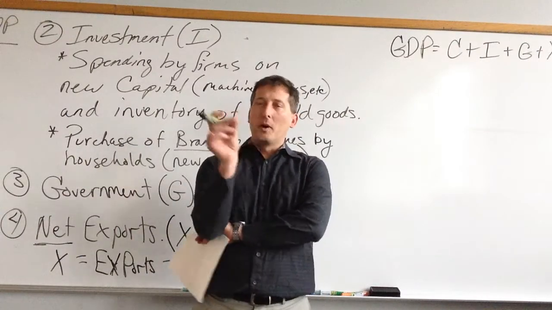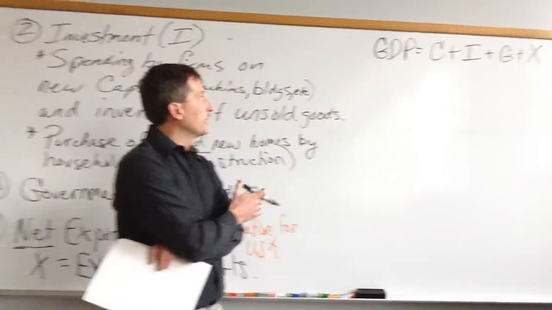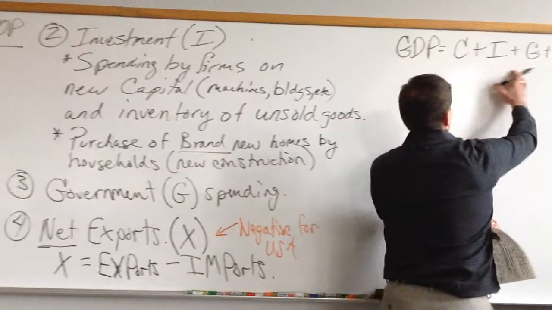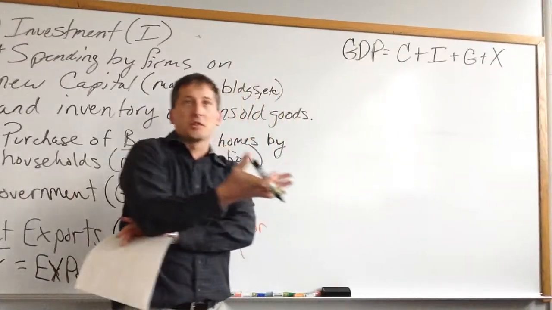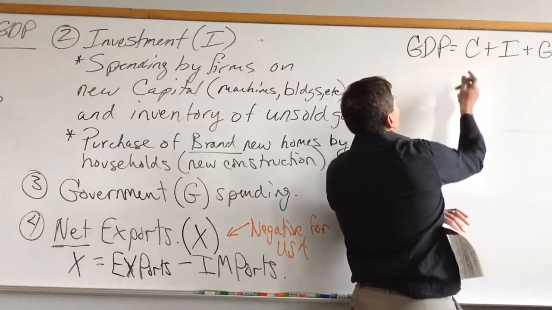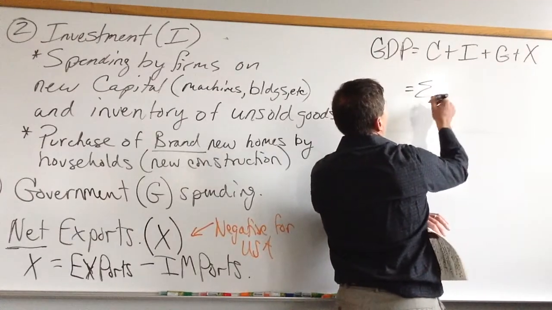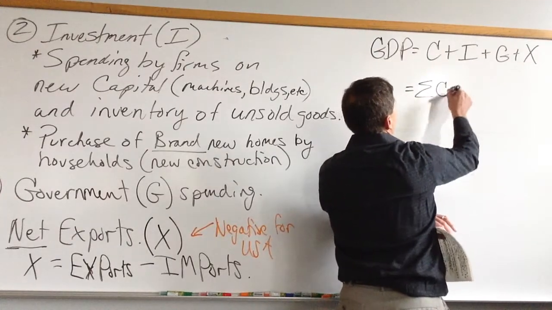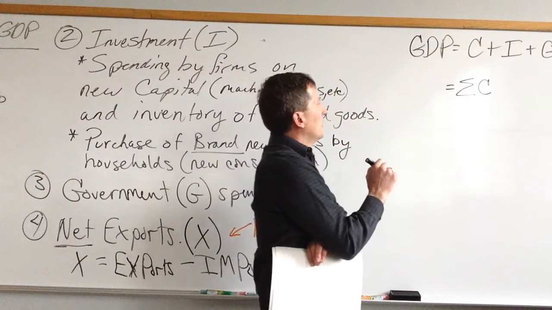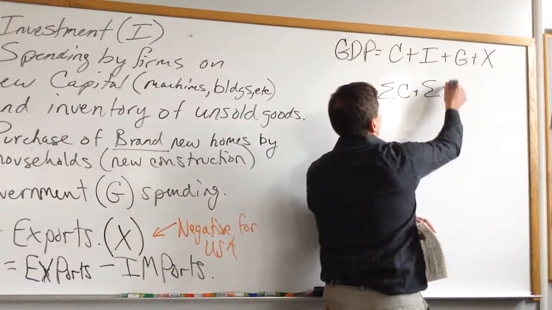Now, I want to add one more level of detail that'll help us later on, I hope. Within these categories, there's a whole bunch of households, of course, spending money. So we can also think about this as the sum of all individual consumers consuming, the sum of all consumption, plus the sum of all investment.